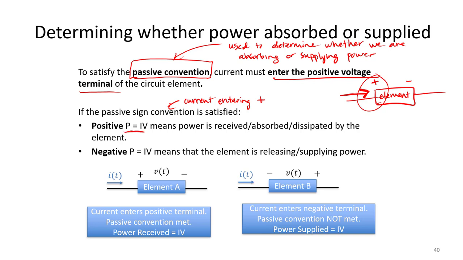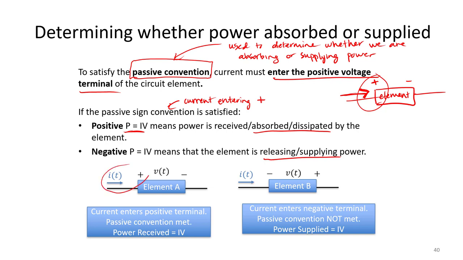if our power is positive, we are absorbing power. If our power is negative, that means the element is supplying power. So that's another way to determine whether you're absorbing or supplying power. If we apply the passive convention to element A and B, you can see we get the same result as before.